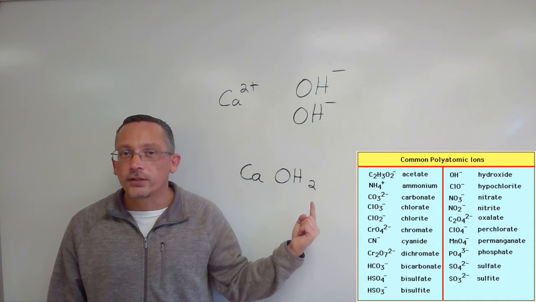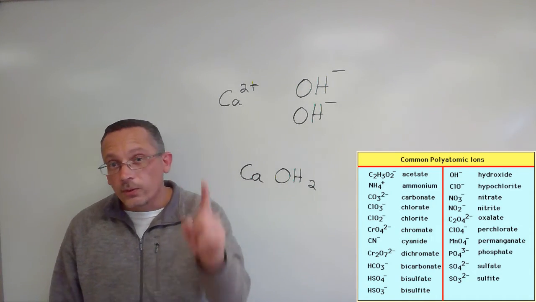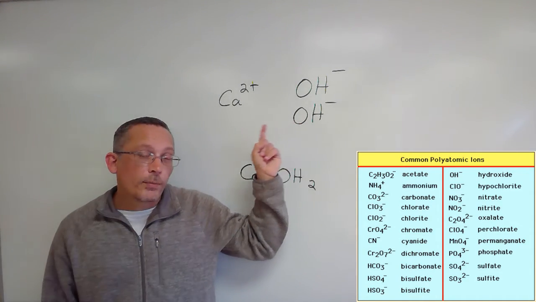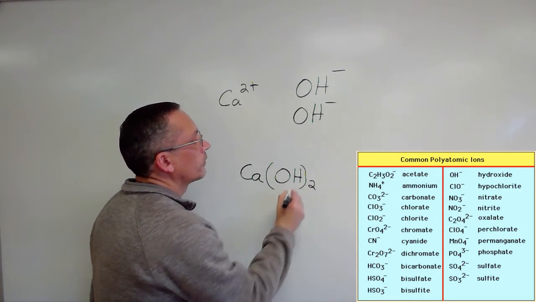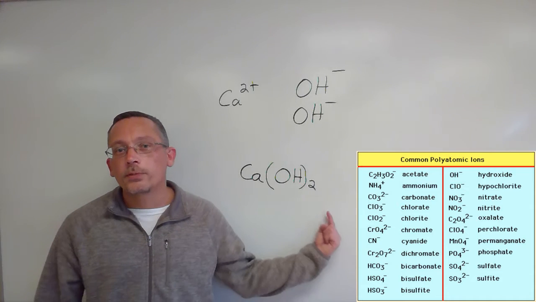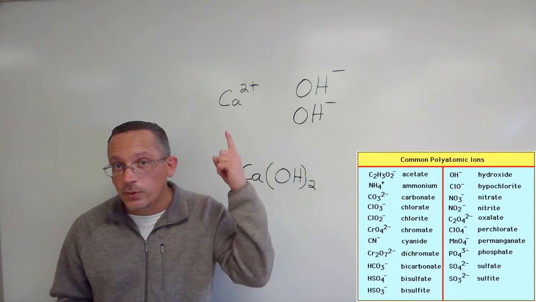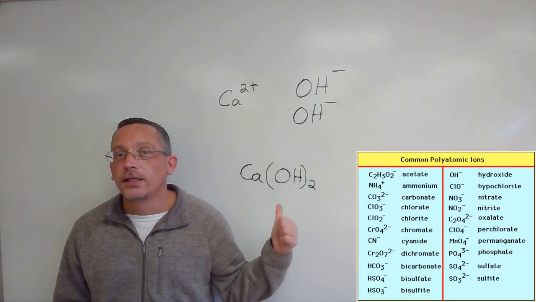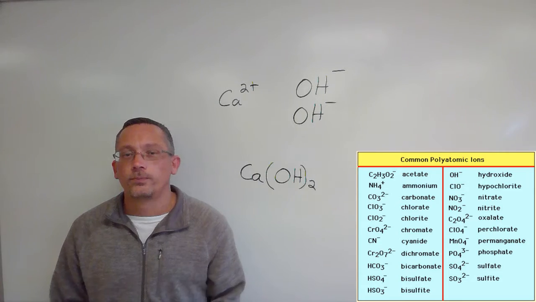So if I put the little 2 there, that makes it look like it's just the hydrogen that there's 2 of. So what we do, if you have more than 1 of a polyatomic ion, we put parentheses around it. We put the number outside the parentheses. So if I have a compound forming between calcium and hydroxide, it's Ca(OH)2.